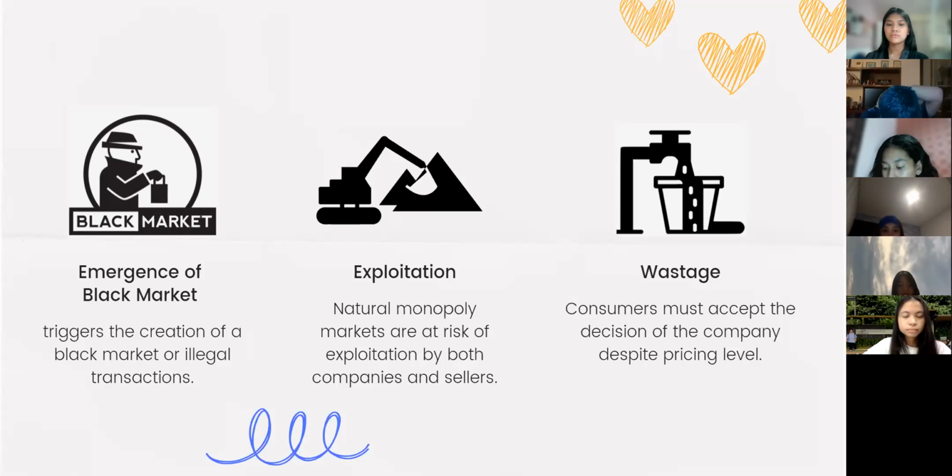The second negative externality is exploitation. Natural monopoly markets are at risk of exploitation by both companies and sellers. This can happen because the company or seller sets a price that is relatively high compared to its marginal price. Thus, potential consumers have to pay for the product or service at a much higher price, and this condition causes workers to get lower wages, not commensurate with the high workload.